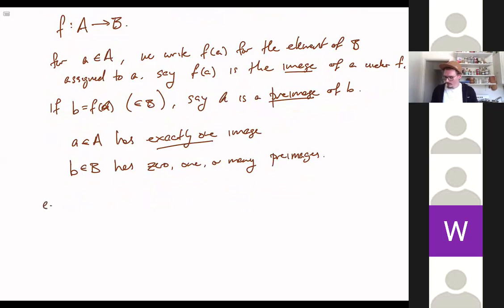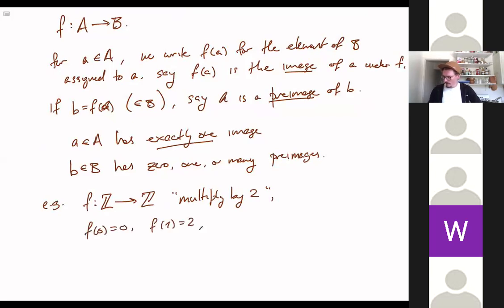So let's have an example. Let's define a function from Z to Z, from the integers to the integers, which is multiply by 2. So we have f of 0 equals 0, f of 1 equals 2, f of 2 equals 4, and we can write even f of n equals 2n. This is our general rule.